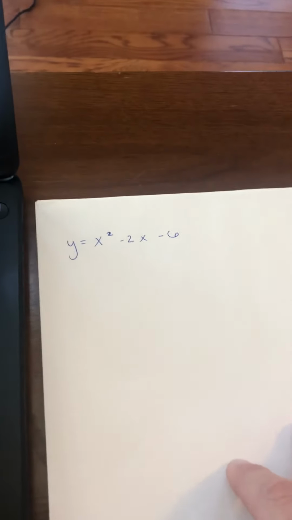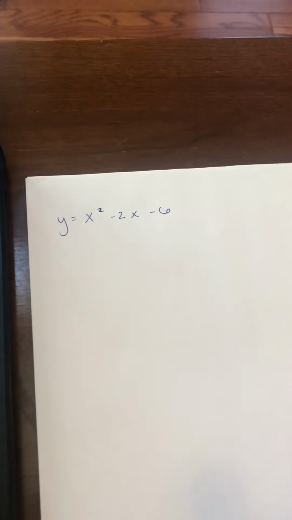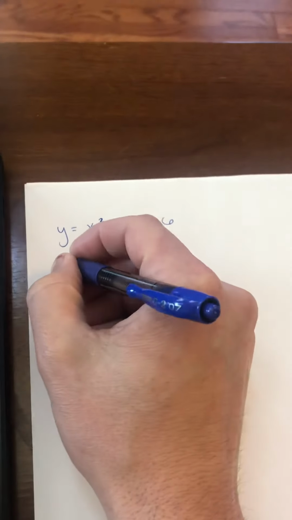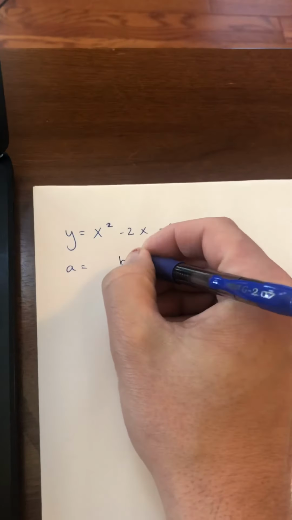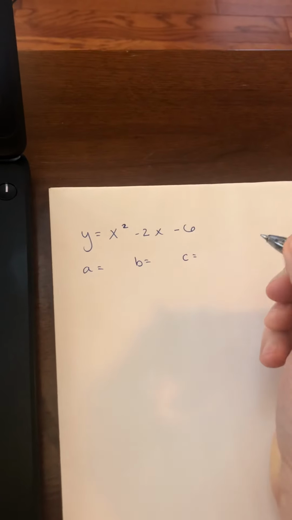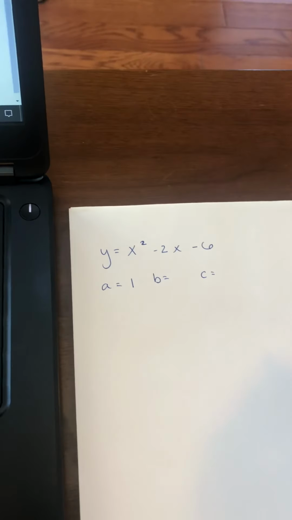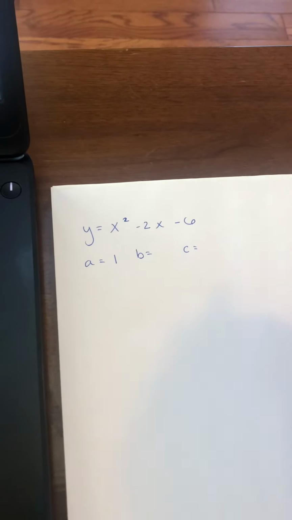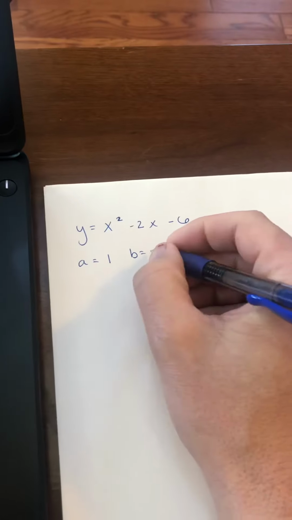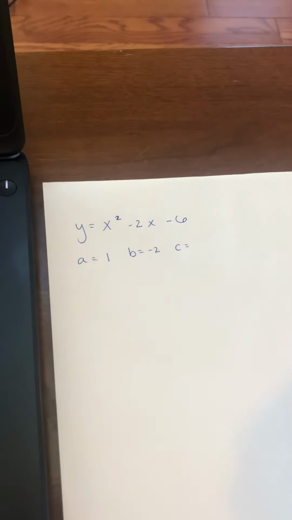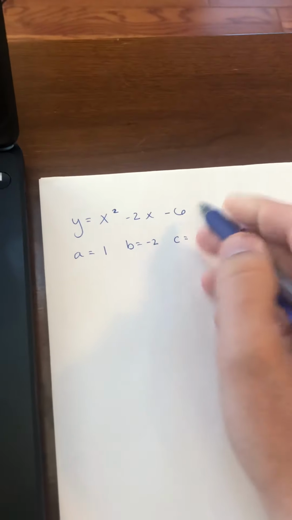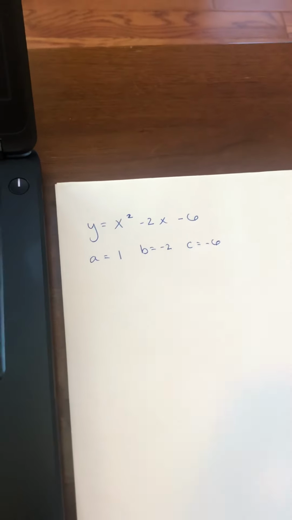Our parabola is given as y equals x squared minus 2x minus 6, and we're going to first identify our a value, our b value, and our c value. Our a value is the coefficient on the x squared term, so in this case that's 1. Our b value is the coefficient on the x term, in this case it's negative 2. And our c value is our constant term, or negative 6.